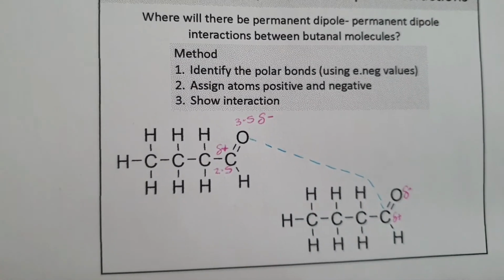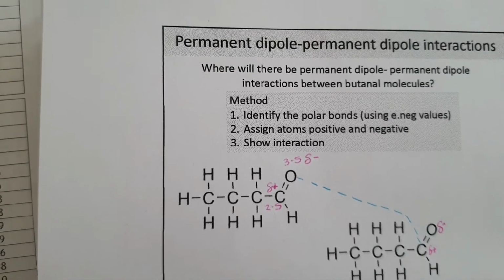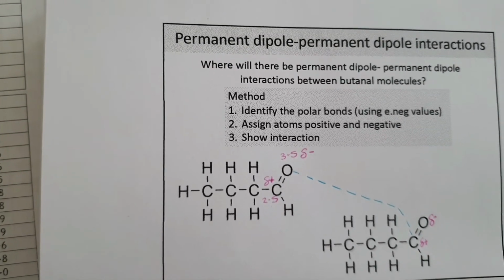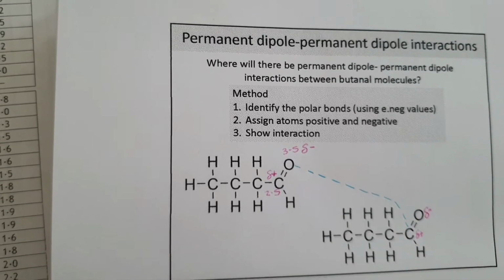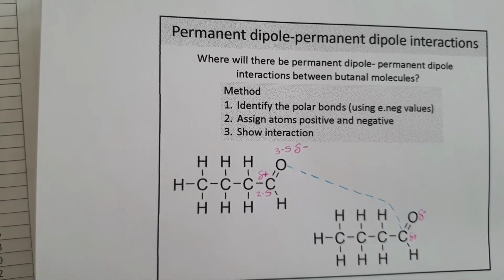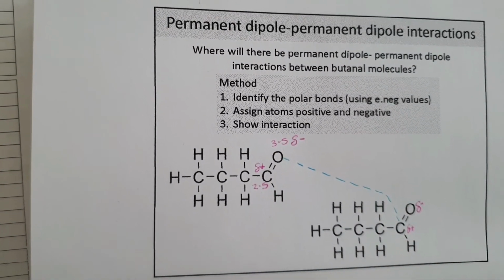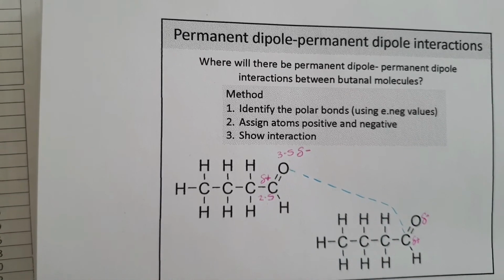So it would be repeated for all types of molecules, same 3 steps. So find the polar bond. There may be more than one, as you will see in another video. Decide which atom is positive and negative within that bond. There will only be one for each. And then match it up, showing the interaction.